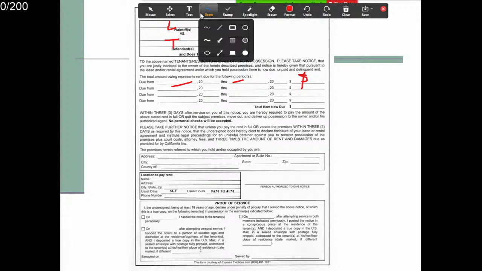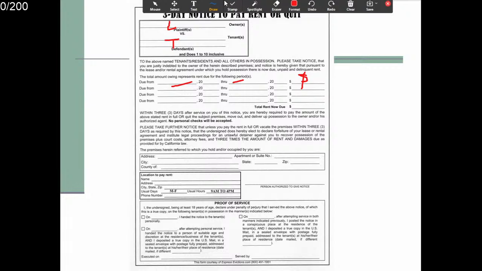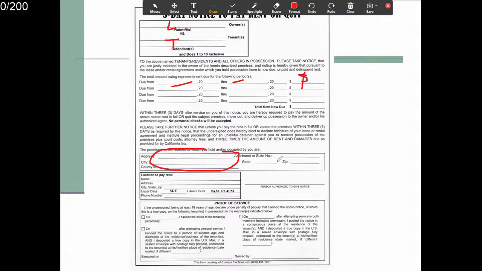Okay, as soon as they don't pay, you give them the 3-day notice. Okay, and then the premise herein refer to the occupy are, right? That's the address, right? You tell them where to pay the rent. Person authorized to give the notice, they sign here. And then how, right? Proof of service. Did you give them personally? Did you mail it? Did you post it? Okay. And then served by who? Okay. Give it to them in person, post it on the door, mail it to them, registered mail, etc., etc. Okay. Prove that you have delivered this notice.